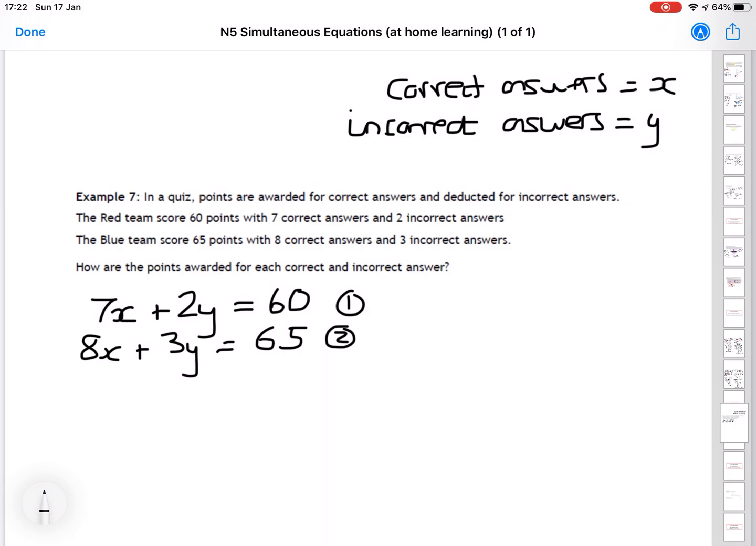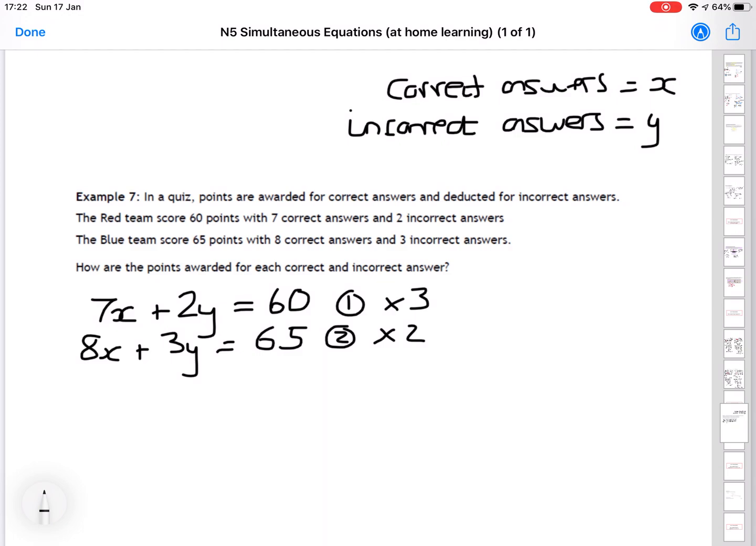Okay, now we need to decide which letter we're going to eliminate. This time I'm going to go for the y's. So I'm going to multiply my top equation by 3 and my bottom equation by 2. That will make my y terms both a 6 in this case.